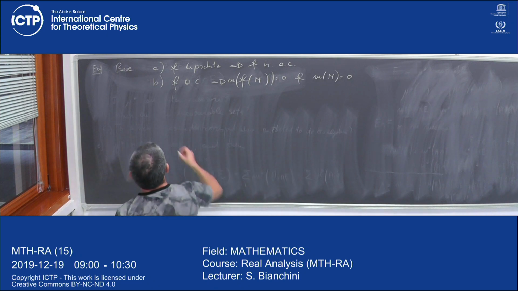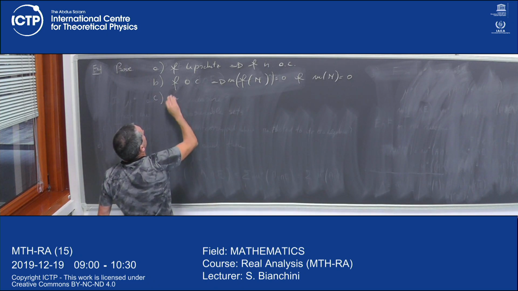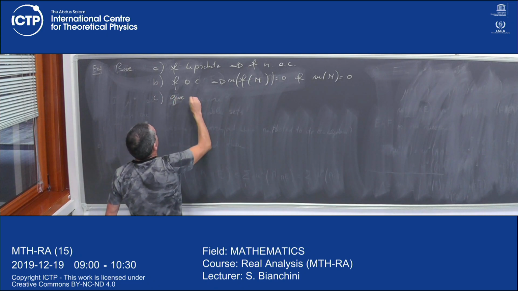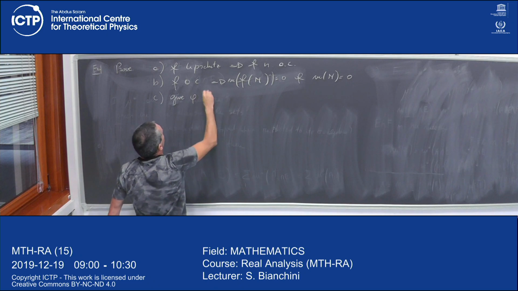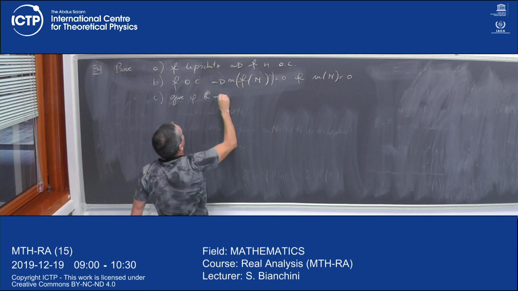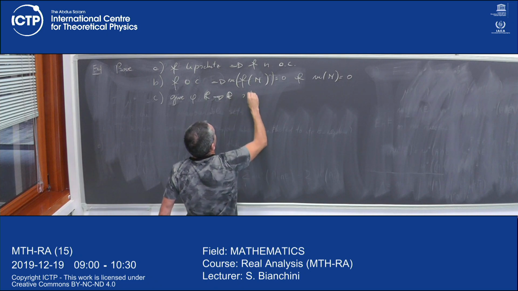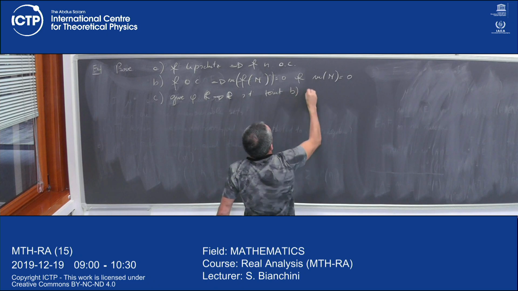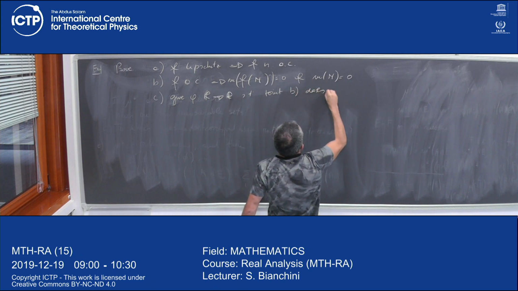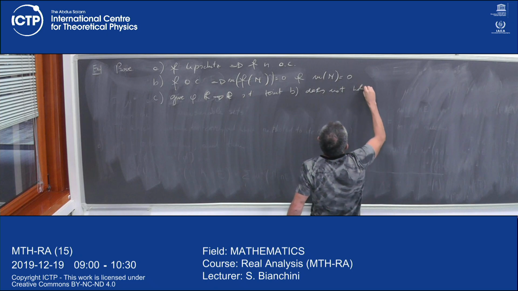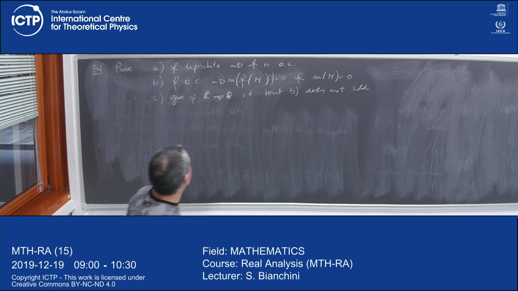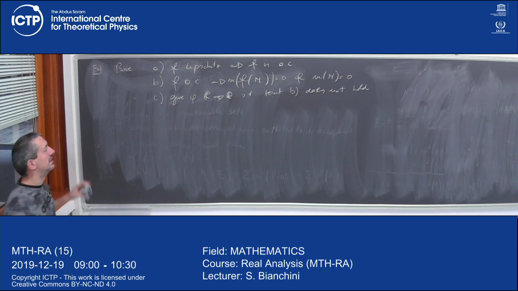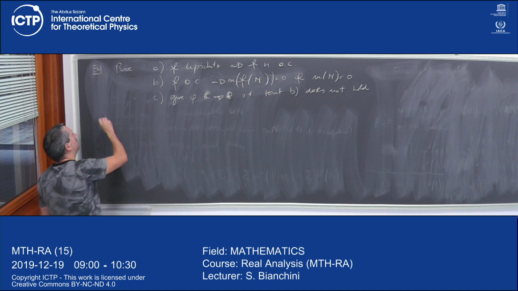Okay, C. Given phi from R to R as usual, such that point B does not hold. But this is theory, no? Let's see. Okay, let's start with point A.